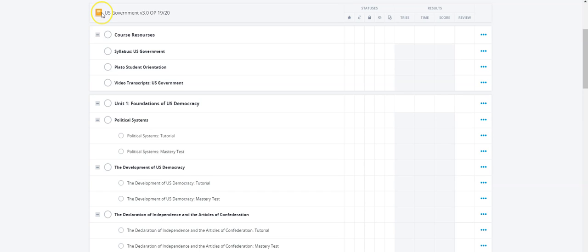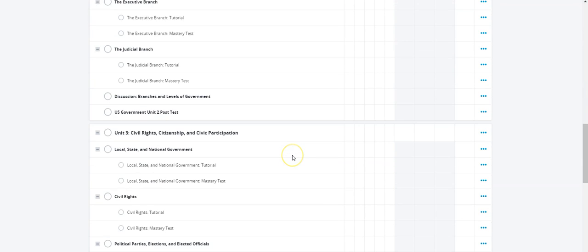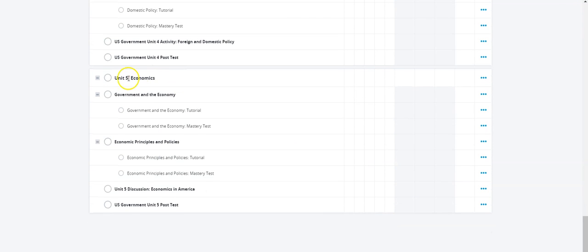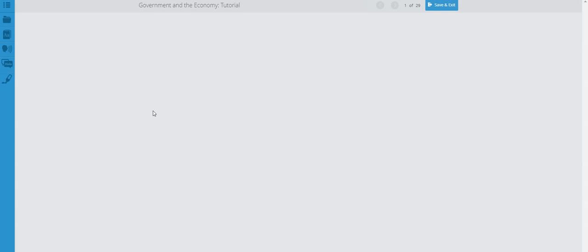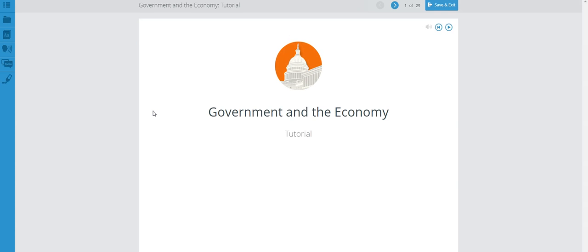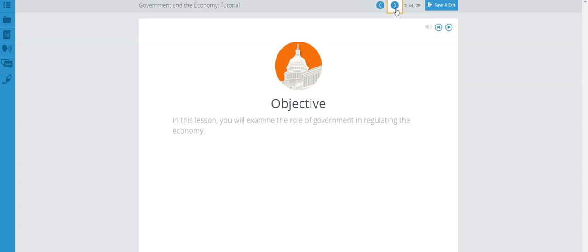And our focus is U.S. government, United States government, and we're doing the last unit. In this case, Unit 5, Economics, and we're doing the government and the economy tutorial. Please make sure that you are taking notes as you're reviewing this tutorial, because those notes will help you answer the questions that you will encounter during this tutorial. And our lesson objective is that you will examine the role of government in regulating the economy.